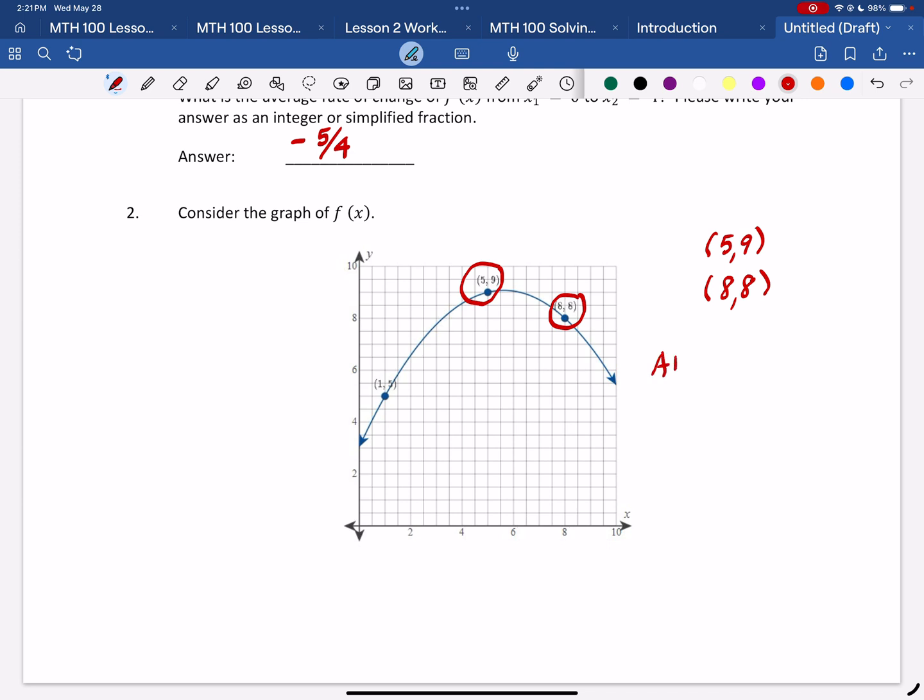So my average rate of change is the second y, 8, subtract the first y, 9, over the second x, 8, subtract the first x, 5, which is negative 1 third. So it's down 1, so look from here to here, down 1, and to the right 3. 1, 2, 3. That's our average rate of change on this graph from x is 5 to x is 8.